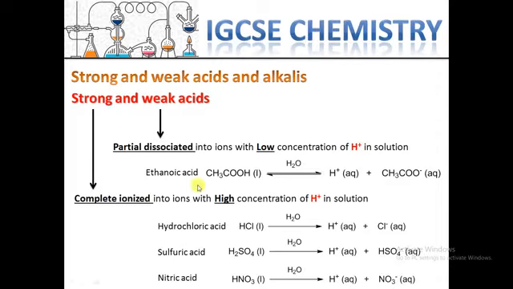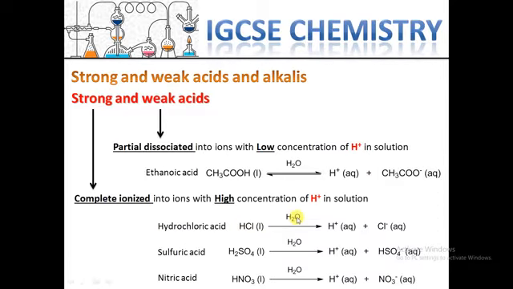Strong acids means completely ionized into ions with a high concentration of hydrogen. Hydrogen ions are called protons, or hydrogen cations, in solution. If you have an acid which can ionize completely and produce a high concentration of hydrogen in a solution, we call it a strong acid. Here are some examples, like hydrochloric acid, HCl, which is a liquid.